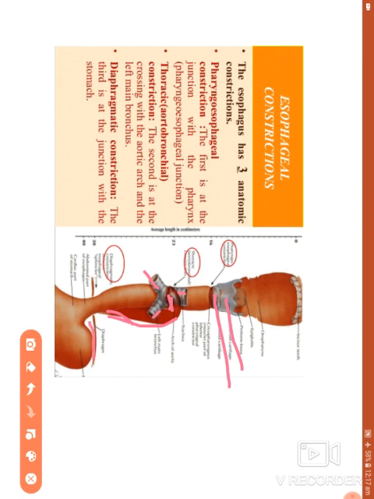See, this is the diaphragm. The esophagus pierces the diaphragm, then continues as the stomach. The proximal part of the stomach is the distal part of the esophagus. There it narrows, and that is the diaphragmatic constriction. So that's about the constrictions of the esophagus.